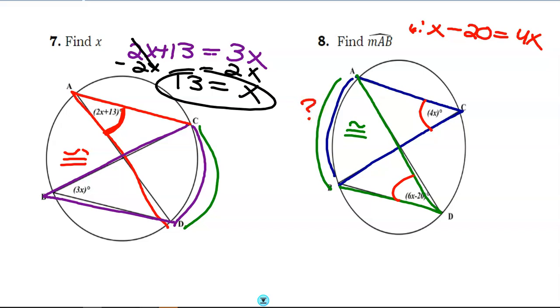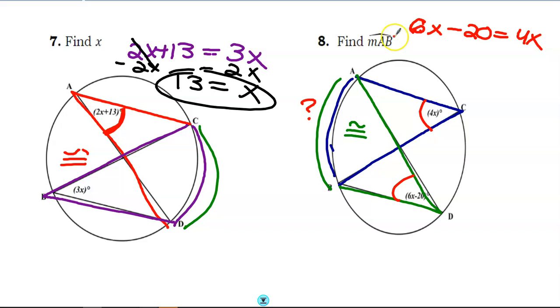Okay, so what do I need to do first? So I first need to find out what x is. Then I need to plug it in, and then I can find out what the arc is. So make a game plan. If you have a variable, maybe start there and see what's up. So 6x minus 20 equals 4x.